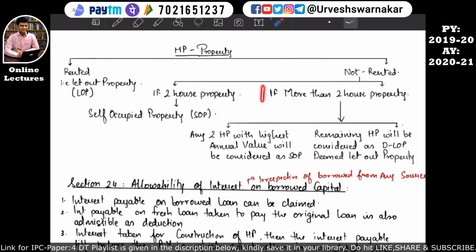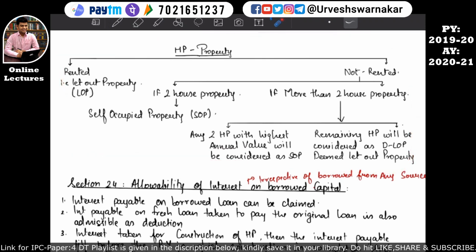But if the assessee is having more than two house properties, for example, if the assessee is having five house properties, then it is categorized into two parts further. Any two house properties with the highest annual value will be considered as SOP. What does SOP mean? SOP means self-occupied property. And what does annual value mean? Don't worry, I'll explain it to you after understanding this part.